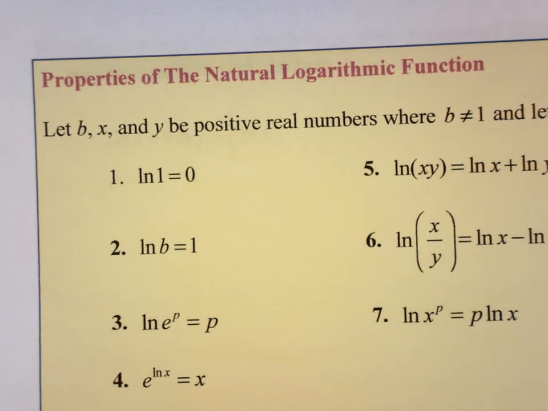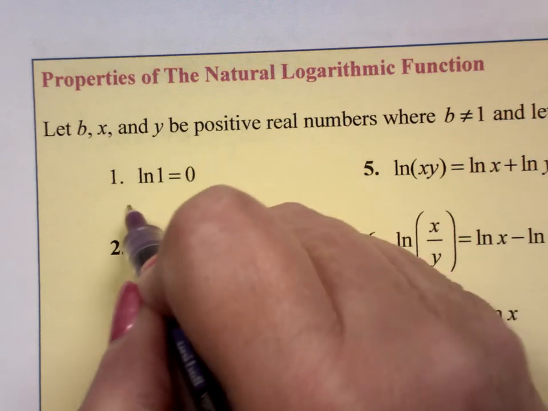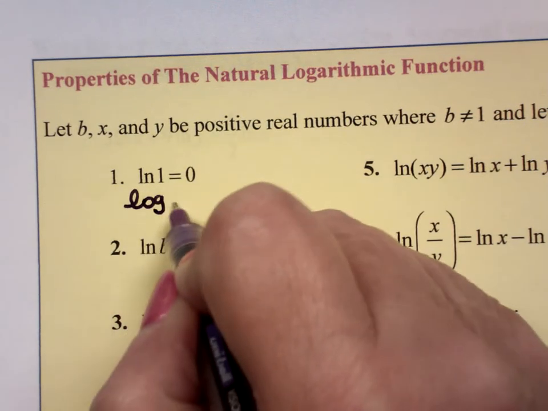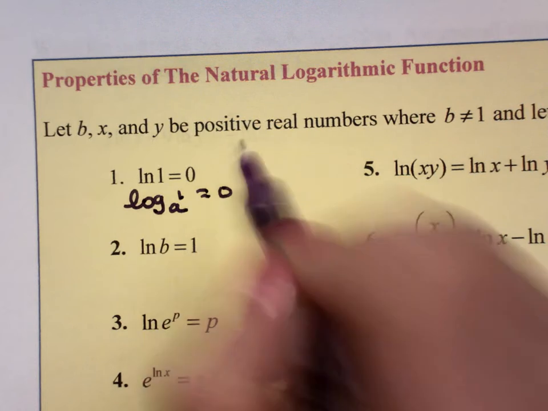Natural log of 1 is 0. Well, that goes with the old furry friend. Log base a of 1 is 0. We know that.